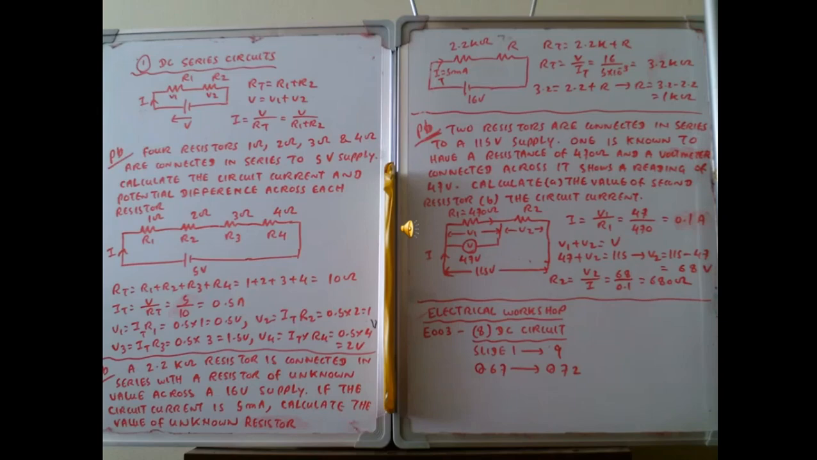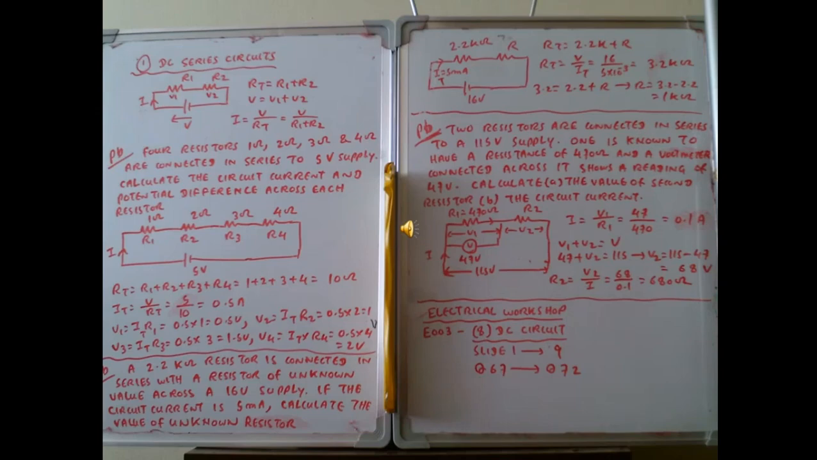1 ohm, 2 ohm, 3 ohm, and 4 ohm are connected in series, then connected to the 5 volt supply. Firstly, we calculate the total resistance. RT is equal to R1 plus R2 plus R3 plus R4. Therefore, 1 plus 2 plus 3 plus 4 is 10 ohm. Then we calculate the current ID. So V divided by RT, 5 by 10 is equal to 0.5 amp.